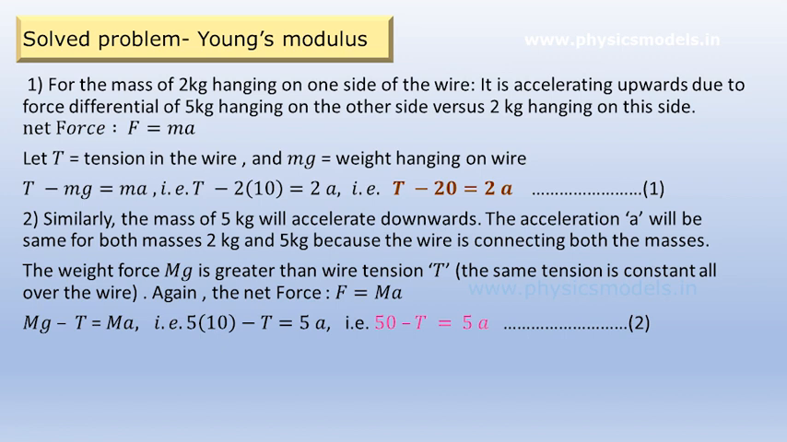So we have now equation 1 and equation 2. Both are having a, both are having T. Therefore we can find out acceleration from 1, we can find out acceleration from equation 2, equate them, and we can solve for T.